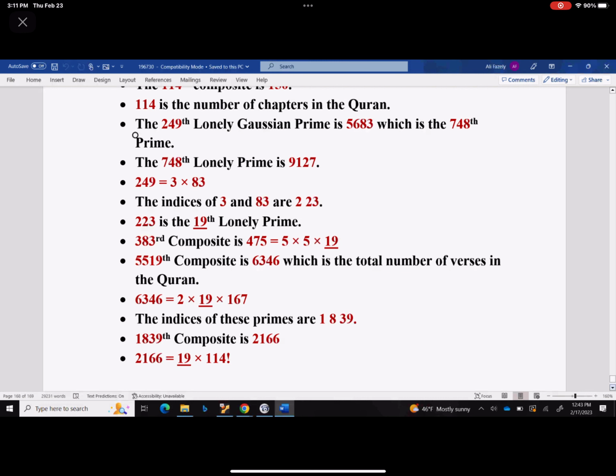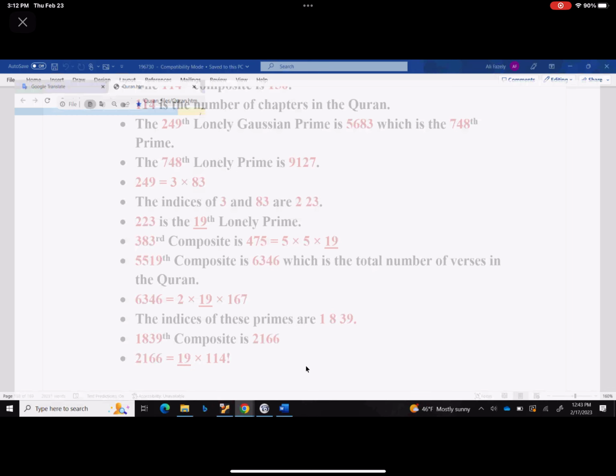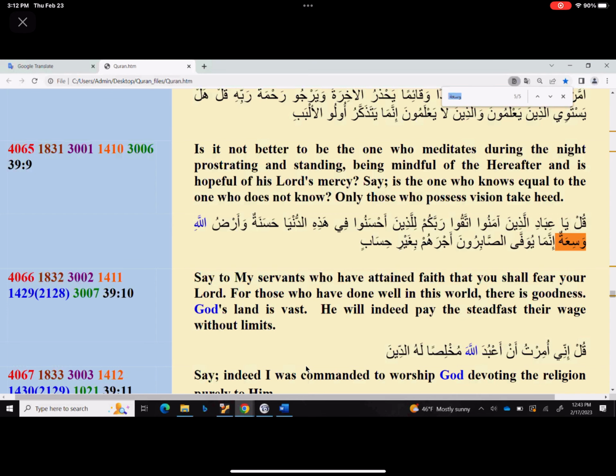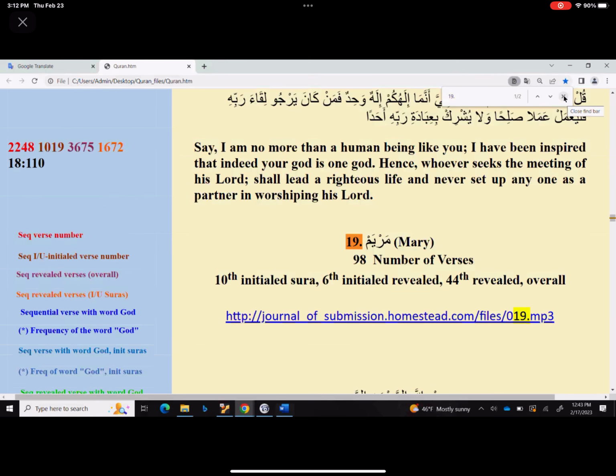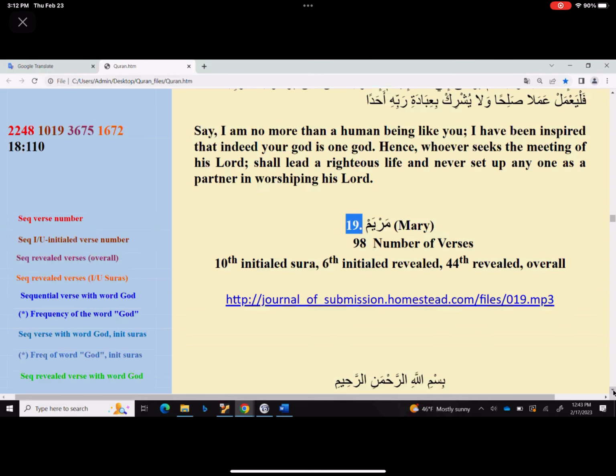The 383rd composite happens to be 475, and 475 happens to be 5 times 5 times 19. And if you go to chapter 19, you notice that 475 is actually the verse numbers in the initial surah that was revealed. So let me just go there. There it is. I come down here, the counts are there.